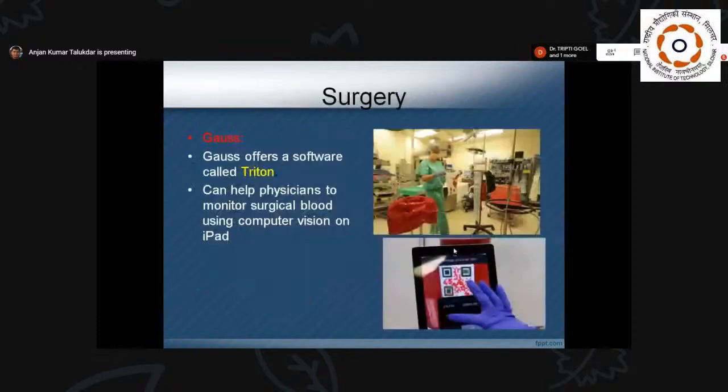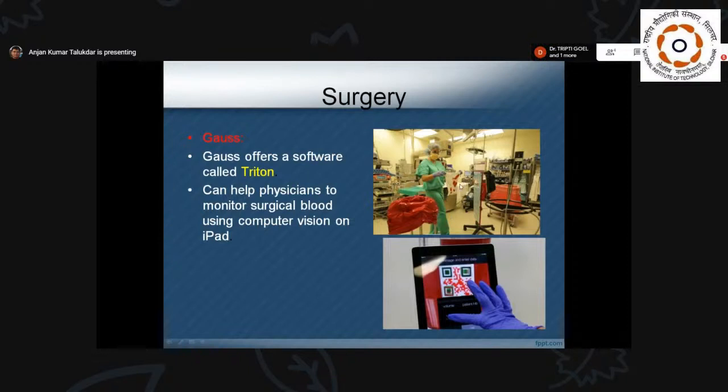Then in surgery also, there is software called Triton, offered by a company called Gauss. It helps physicians monitor surgical blood loss using computer vision on an iPad. What is done basically is that the blood-soaked towels or sponges are displayed in front of this camera.